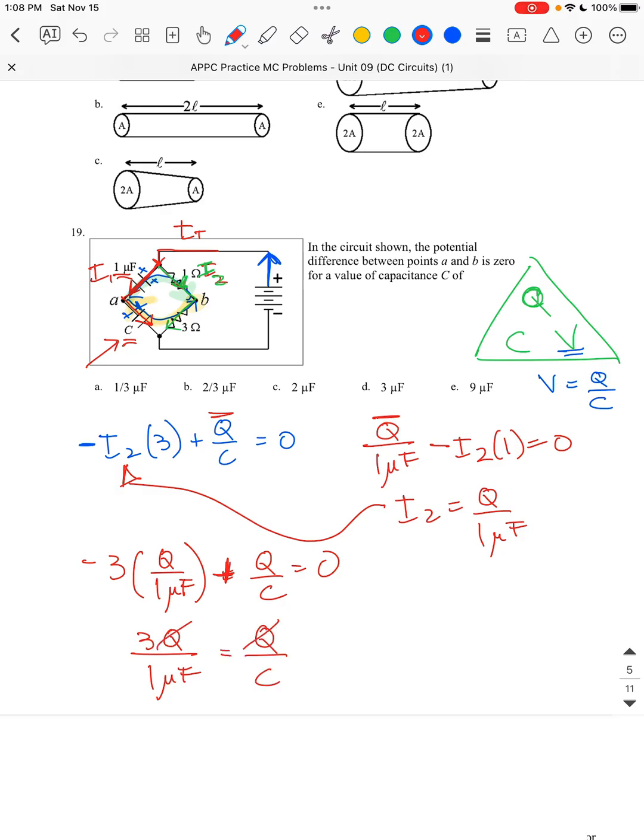These cancel out. I need my capacitance in the numerator, and so I get C is equal to the reciprocal of the left side, which is 1/3 microfarads. And that is your answer.